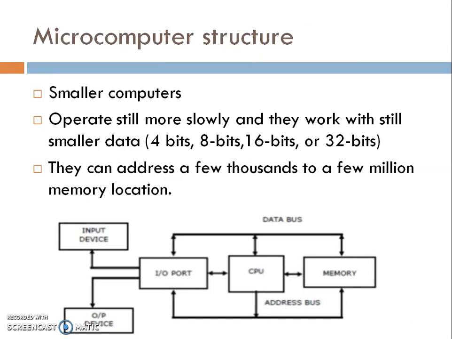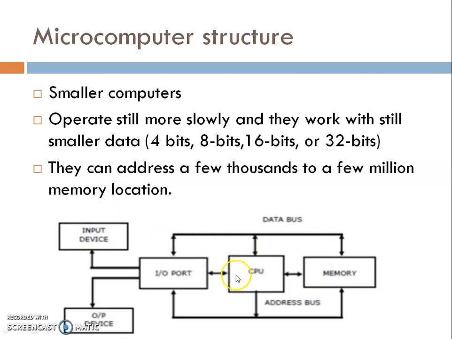Then computer structure. As the name suggests, micro means small size, a smaller computer. It operates more slowly and works on smaller data, in the sense of 4-bit, 8-bit, 16-bit or 32-bit data. Then they can address a few thousand to a few million memory locations. This is a block diagram of the basic microcomputer structure.